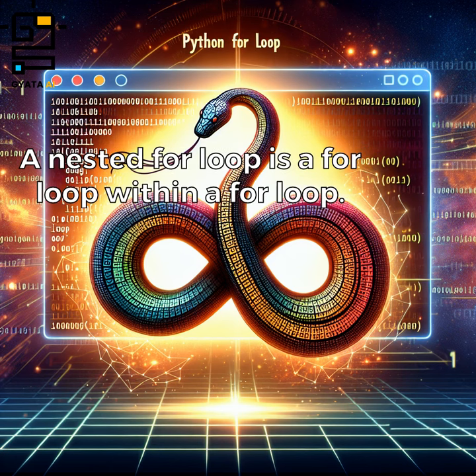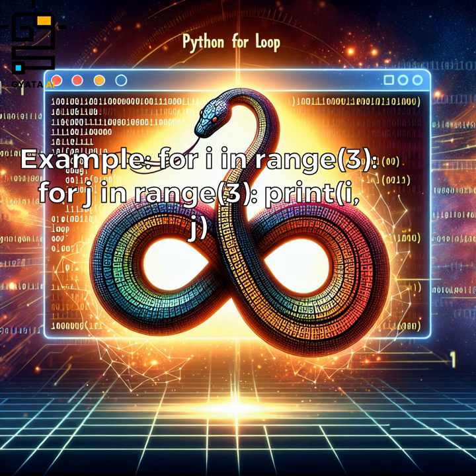Nested for loop in Python. A nested for loop is a for loop within a for loop. Example: for i in range(3): for j in range(3): print(j).